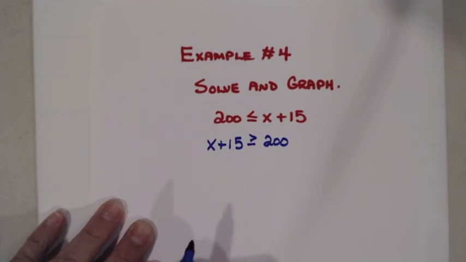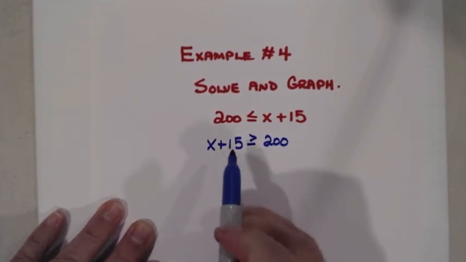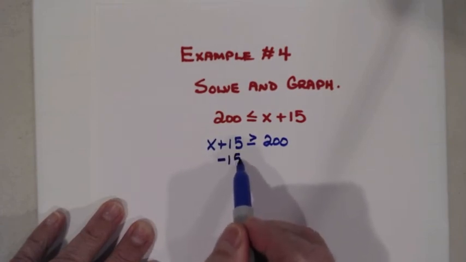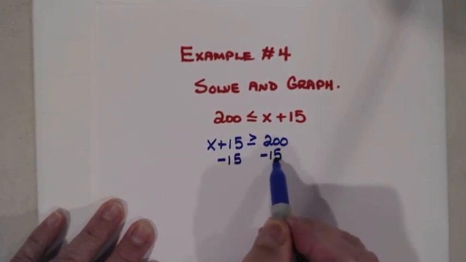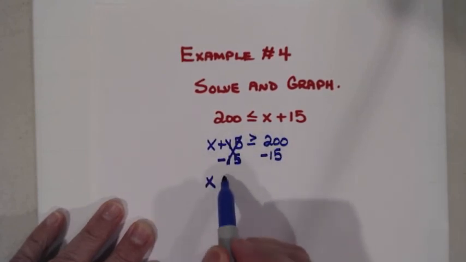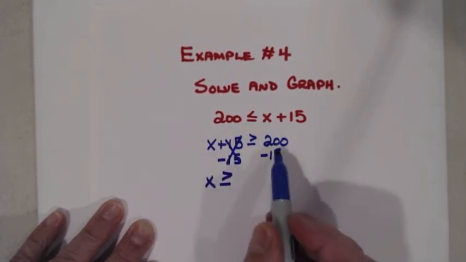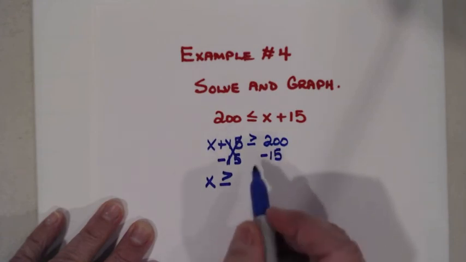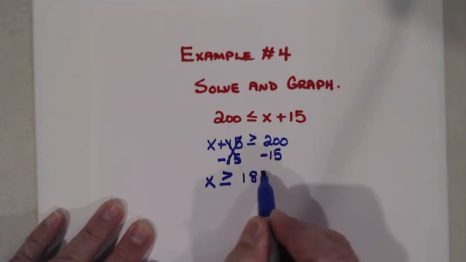To solve an inequality is just like solving an equation. You do the opposite. Opposite of positive 15, negative 15. Subtract 15 from both sides. Bring down your x, cancel this out, bring down your inequality symbol. 200 minus 15, 185.